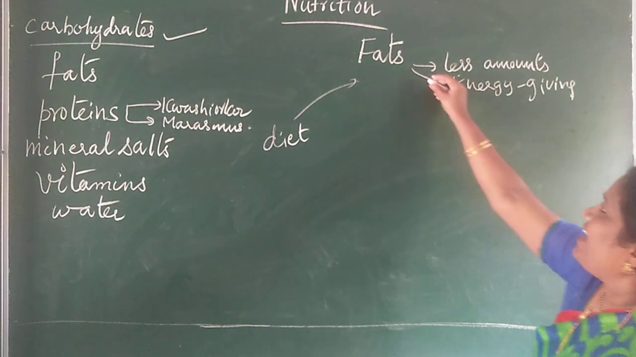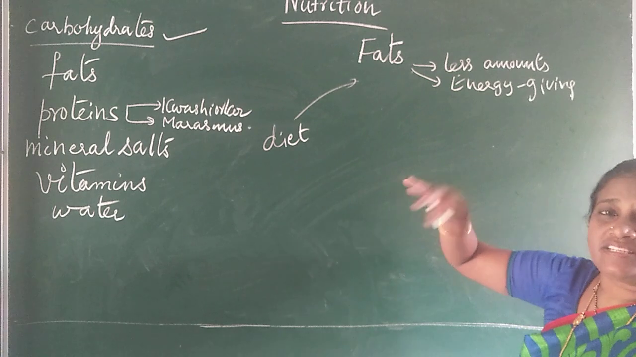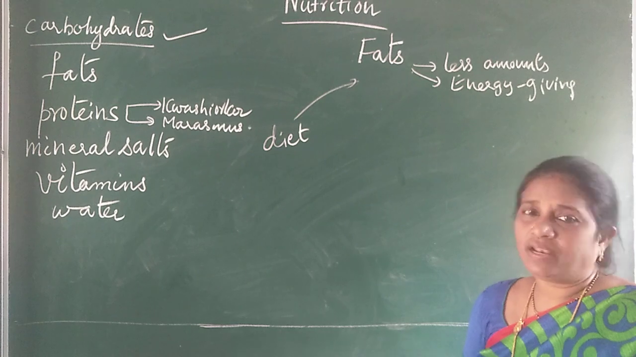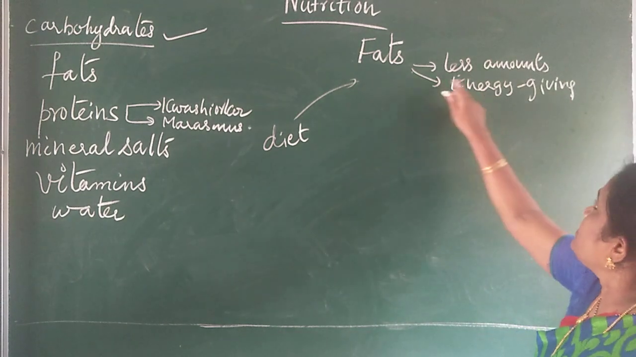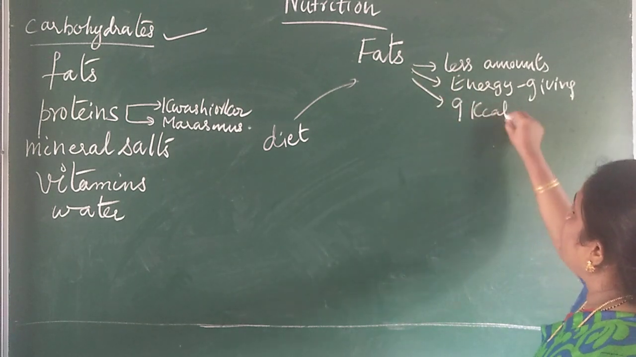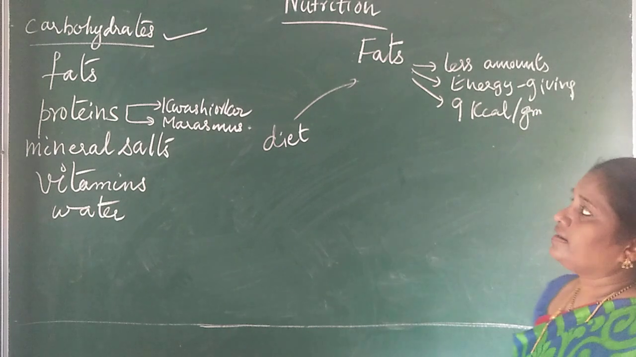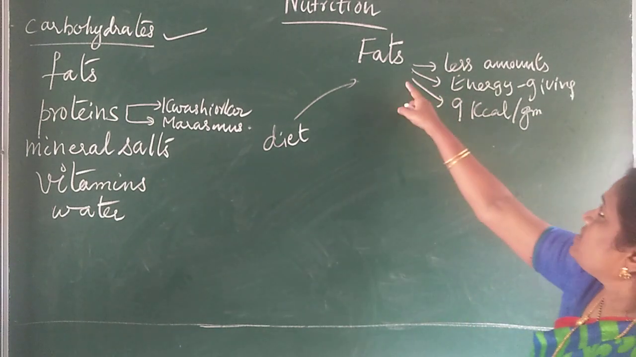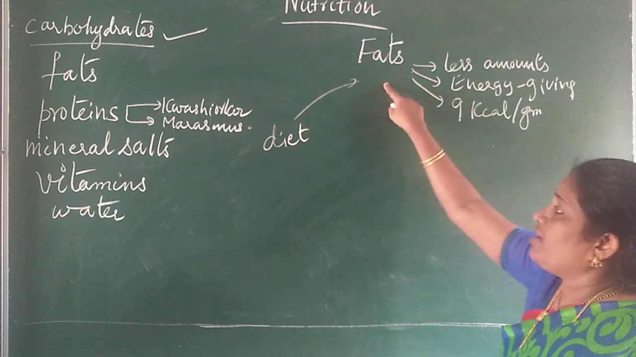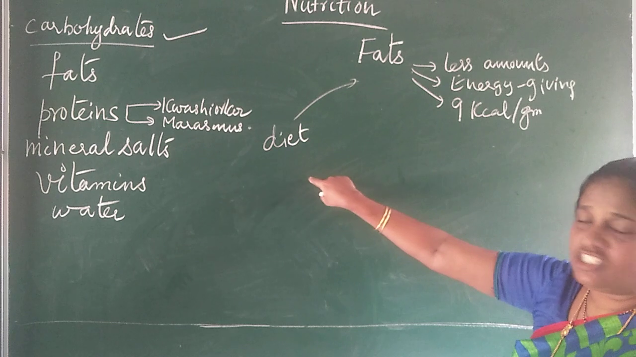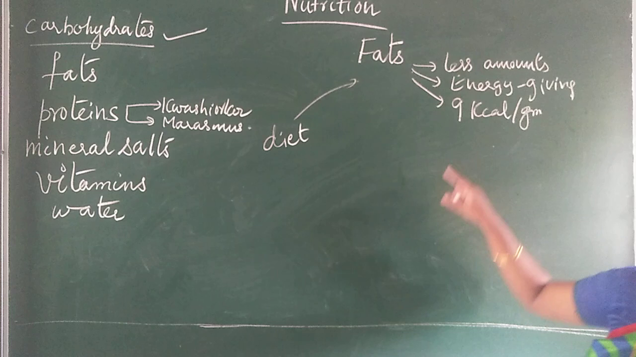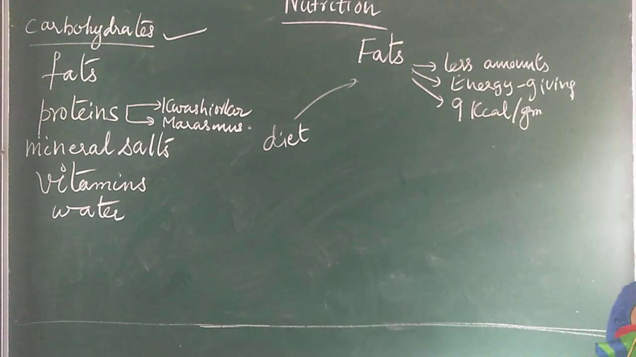Carbohydrates and proteins, I told you, release 4 kilocalories of energy per gram. Whereas fats, even though they are taken in less amounts, release around 9 kilocalories of energy per gram. So fats are energy giving foods, consumed in less amounts, and they are very important sources of energy. They release more energy, approximately 9 kilocalories.